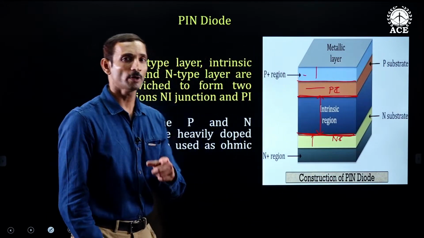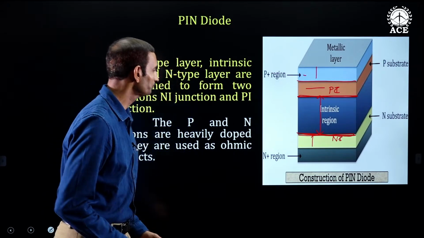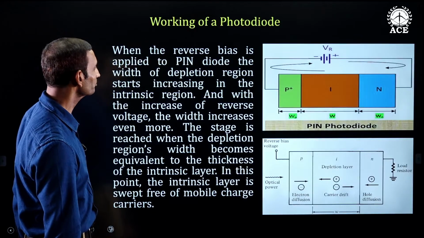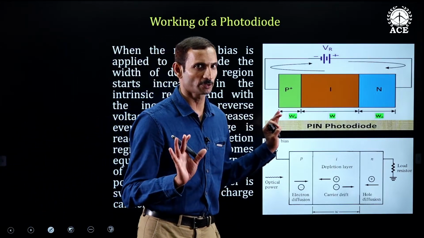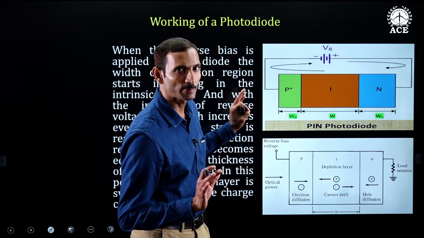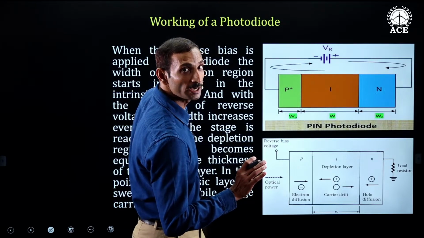Right. How do we operate a PIN diode? In reverse bias. Remember that. There is a large thing that we have to discuss, but just before that I will discuss what would happen if the PIN diode is connected under reverse bias. Then I'll make you read this.